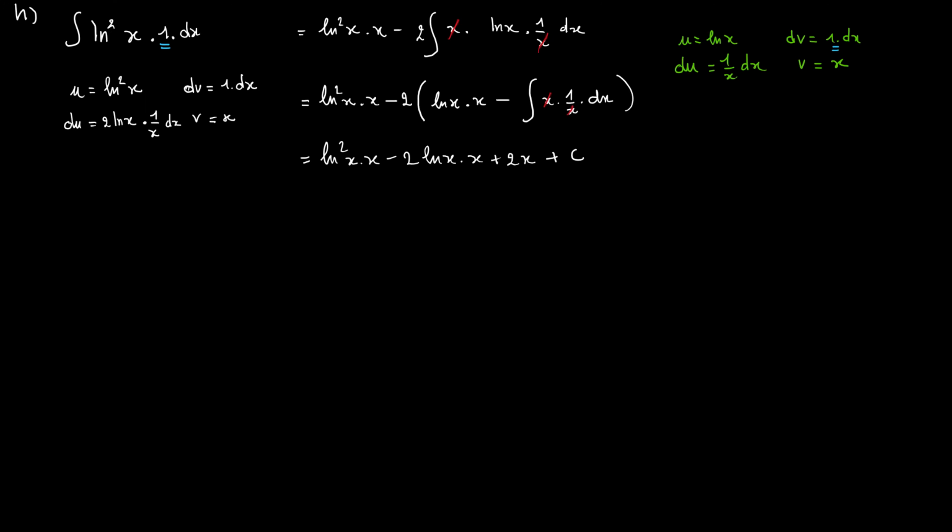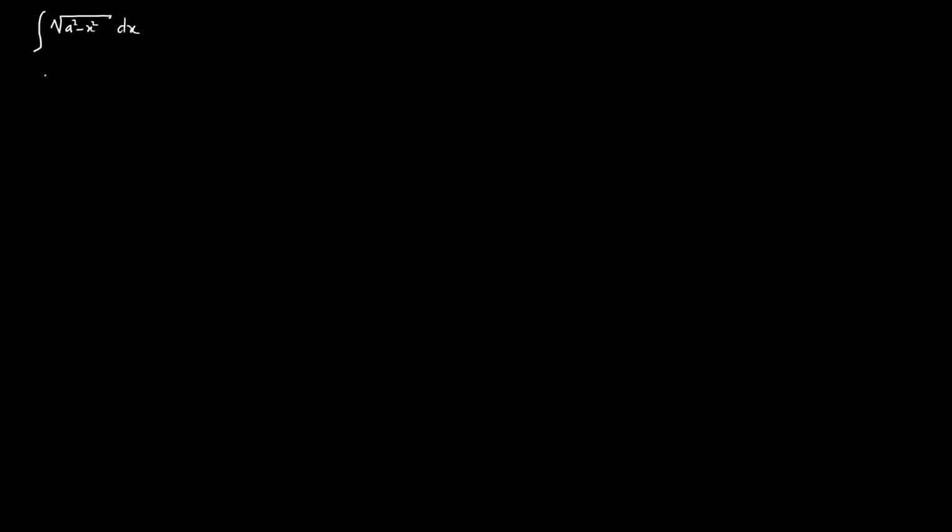Okay, and here, there's only one part, so let's use the trick that we learned over here. So let's say u is equal to the square root of a squared minus x squared, and dv is equal to 1 dx. So v is equal to x, and in this case du is equal to negative 2x over 2 times the square root of a squared minus x squared dx.